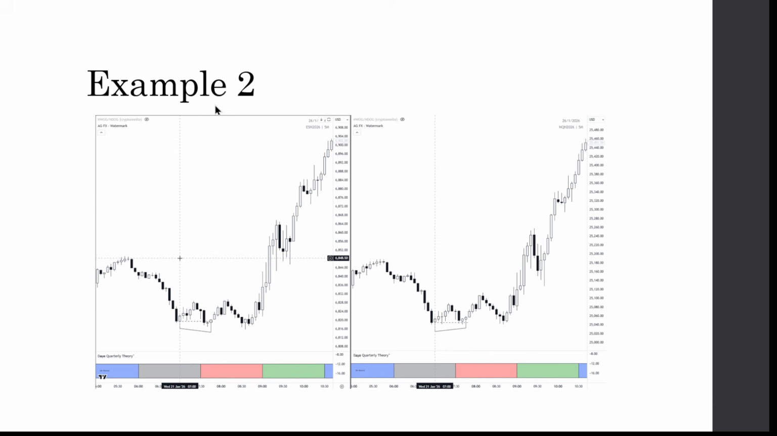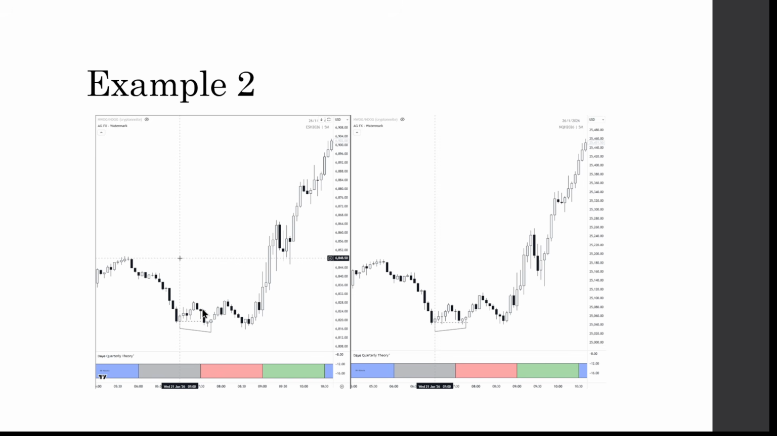All right, so example number 2. So initially, we have a sequential SMT, and we can see that the lows of the previous quarter are symmetrically timed, meaning that they form at the exact same time. Over here, it forms on 7 a.m., and in the other asset, it also forms at 7 a.m.